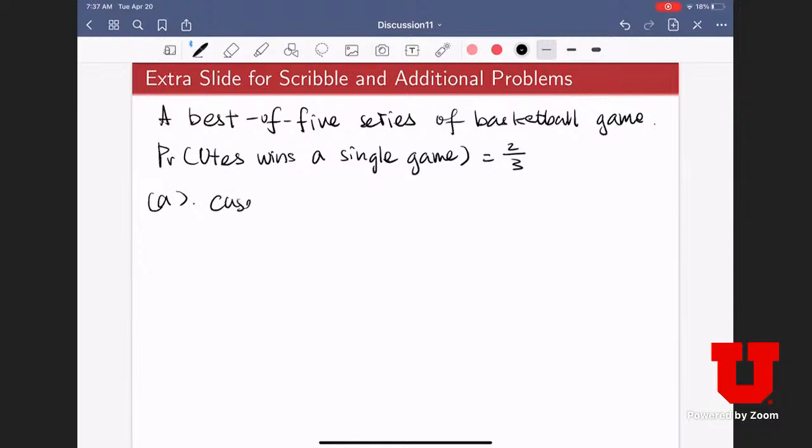So basically, let's write our first case, the probability of just winning all the first 3. This one should be straightforward, since we know that the probability of winning a single game is 2/3. Then for this one, we'll just take 2/3 cubed. And that's 8/27.